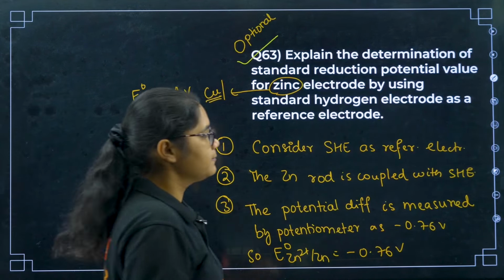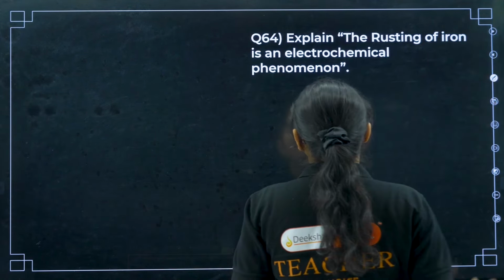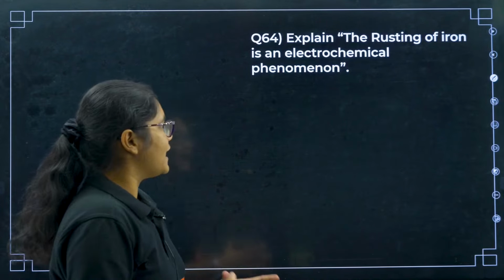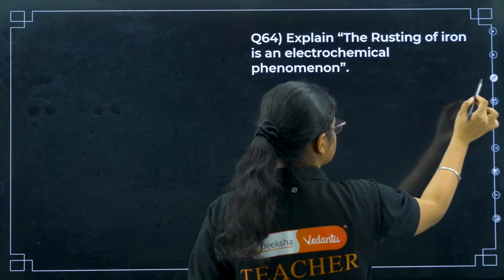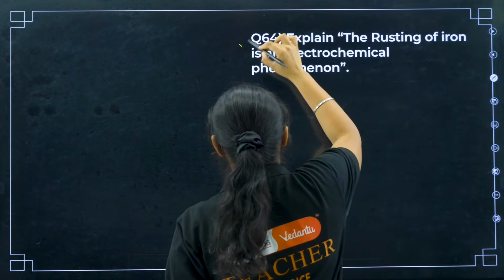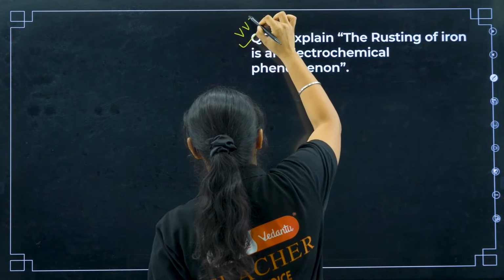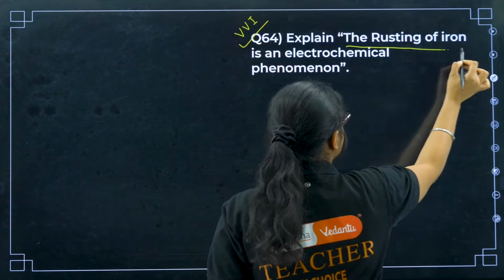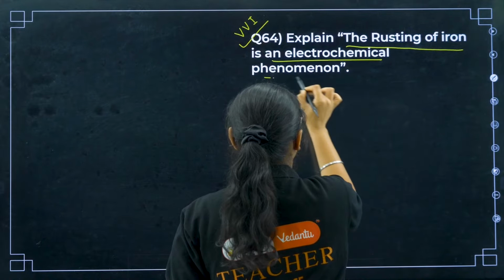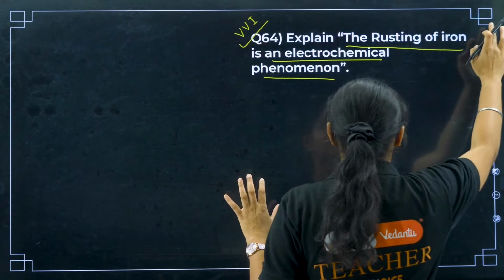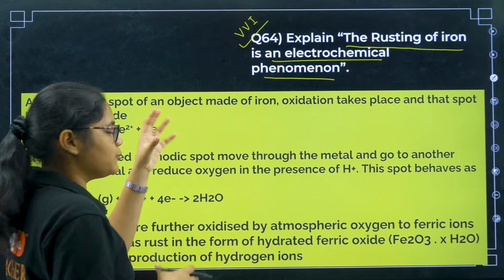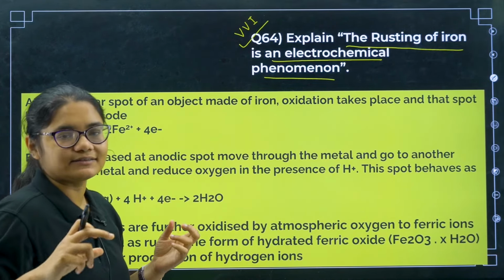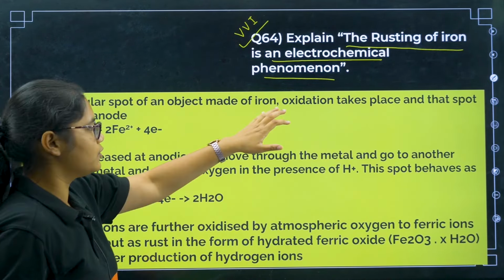Then next question. Explain the rusting of iron is an electrochemical phenomenon. Yes, this question is a very important question. The rusting of iron is an electrochemical phenomenon, so you should read this question. Here, any spot on the metal can act as an anode. So at the anode what will happen?